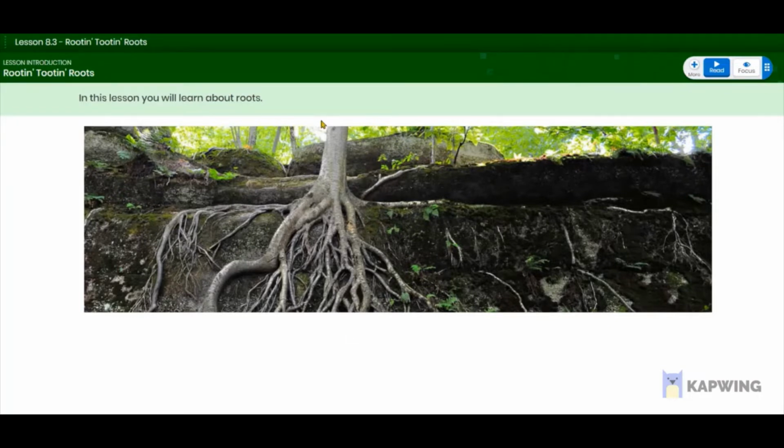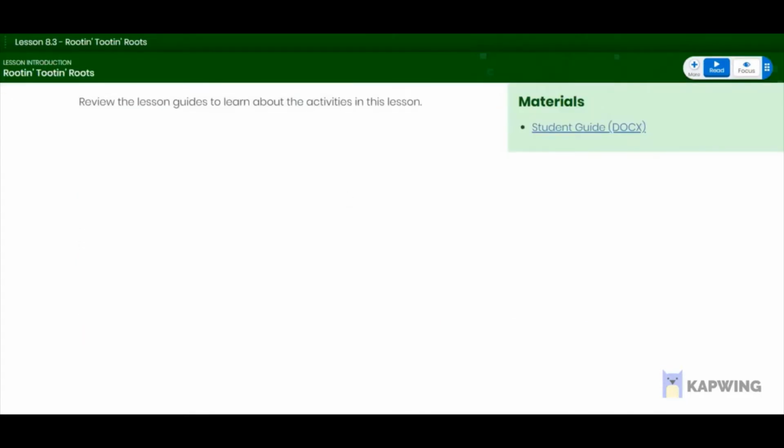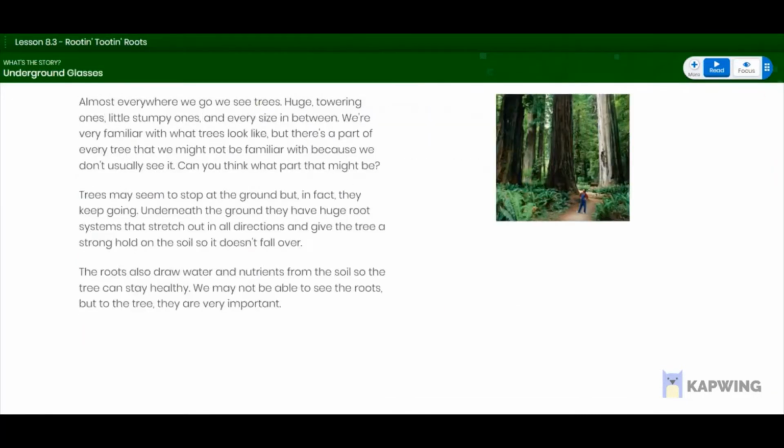Okay, let's get started with this lesson, where you'll learn all about roots. If you're wondering what roots are, these are the roots of a tree. This is how roots look. They extend downwards into the soil. Here the roots are showing. Let's go to the next screen. Actually, the screen after.